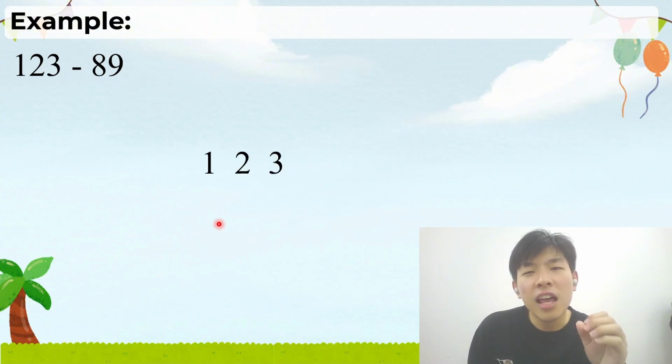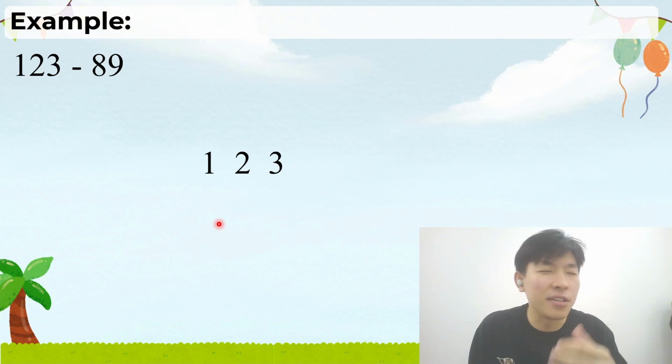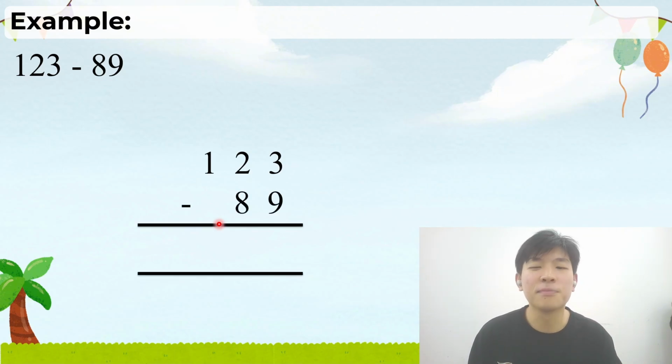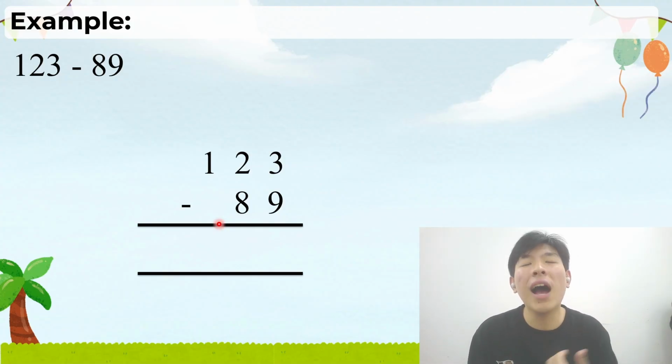Write 123. Now, where should I write my 89? Where should I put my 8? Under 2. And where should I put my 9? Under 3 as well. Perfect. So I should do it like this. Now, where should I start? Very good. I should start at the ones place.